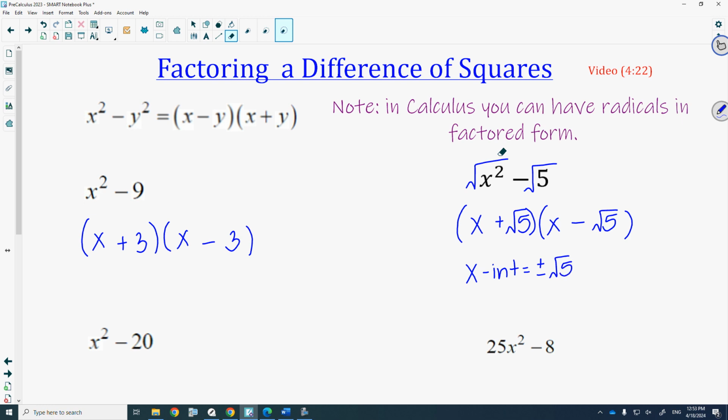Now, we don't have a calculator to see where the square root of 5 is, so I just want you to think about this. We know that the square root of 4 is 2, and I know that the square root of 9 is 3. So that means that the square root of 5 would be a number between 2 and 3, and it would be much closer to 2 than it would be to 3. The square root of 5 is approximately equal to 2.2. So this function would have 2 x-intercepts. The x-intercepts would be plus or minus root 5. As decimals, root 5 is right around 2.2.